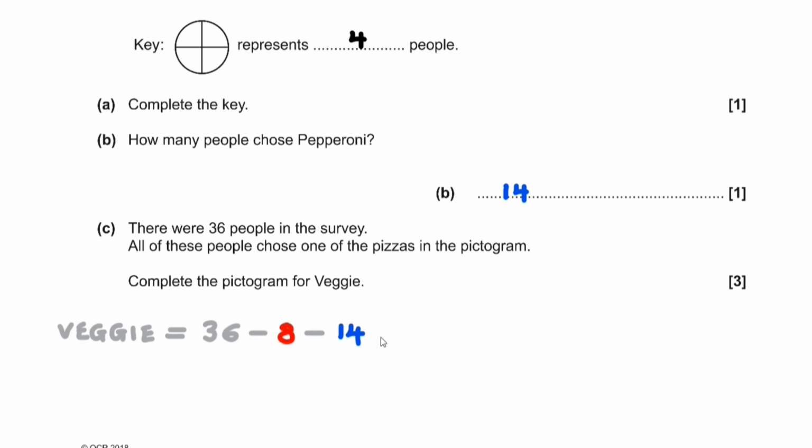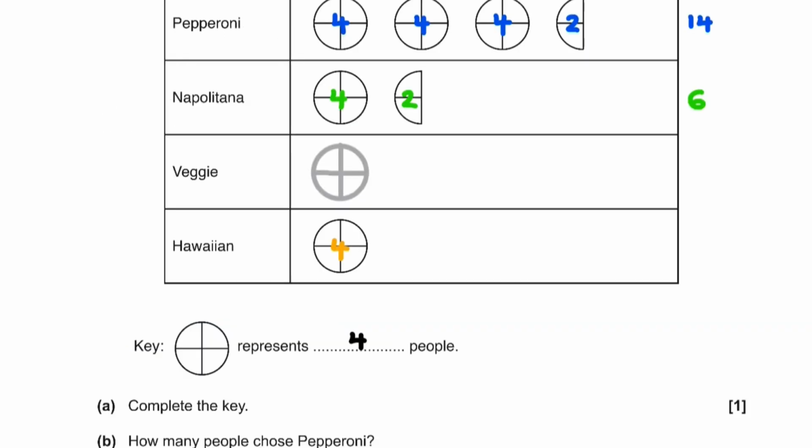Then we subtract the 6 for the Napolitana pizza. Then we subtract the 4 for a Hawaiian pizza, and if we work this out, we get a total of 4. So here we have the completed pictogram. We have 4 for veggie.